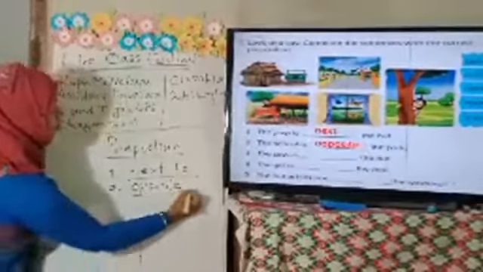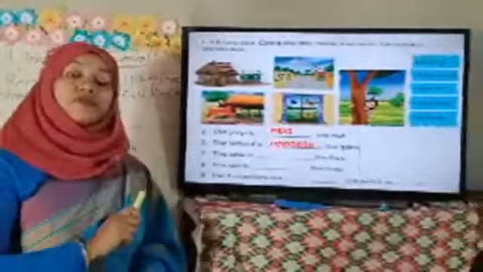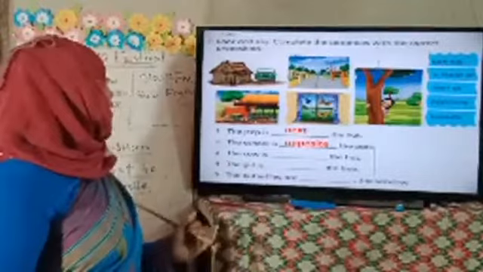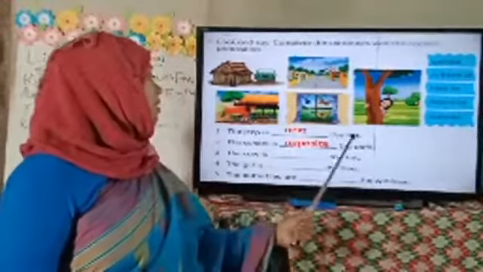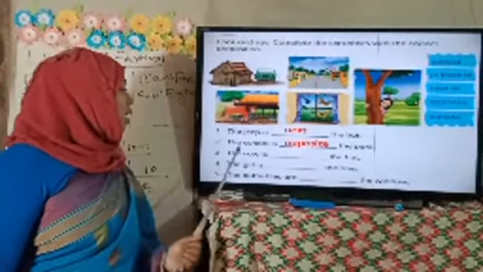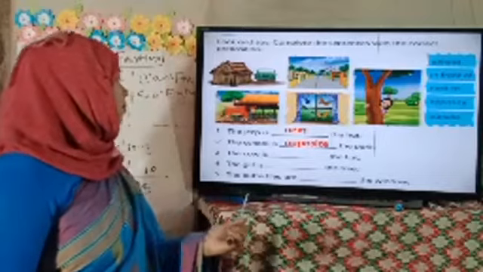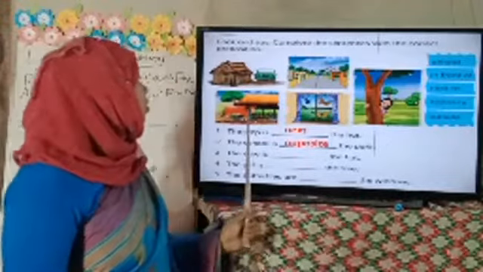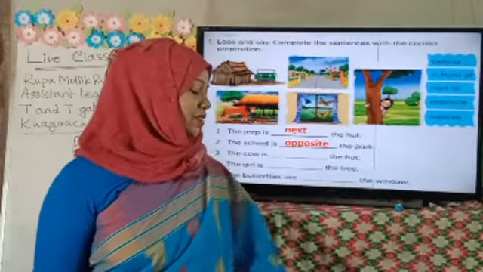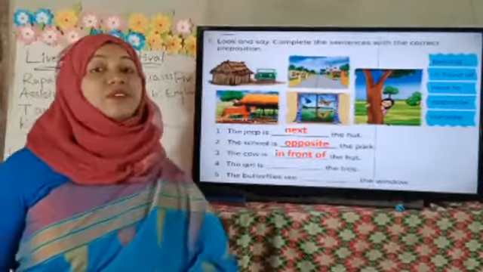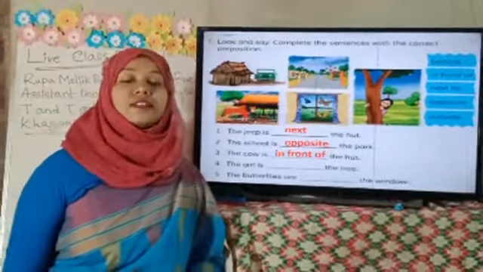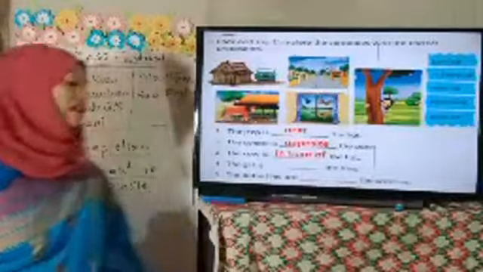Right? Okay. You have to write the full sentence in your examinations. I write here only the answer and you have to write the full sentence like this, okay? Then number three, the cow is dash the hut. Look, here is the cow, here is the hut. So, what will be the answer here? Yes, you are right, it's in front of. The cow is in front of the hut.